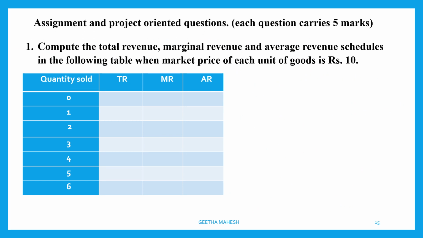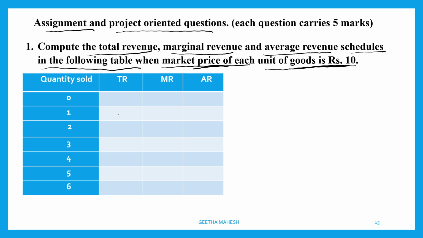Dear students, let us discuss one more assignment and project oriented question. Compute total revenue, marginal revenue, average revenue schedules in the following table when market price of each unit of good is 10 rupees. So, here the price of product is given and the price of product is 10 rupees. So, I will take price as P here and the price given is 10. I will make a note of that one.